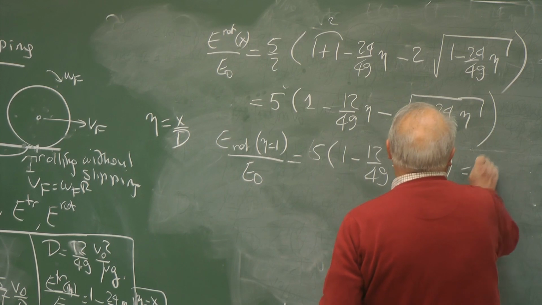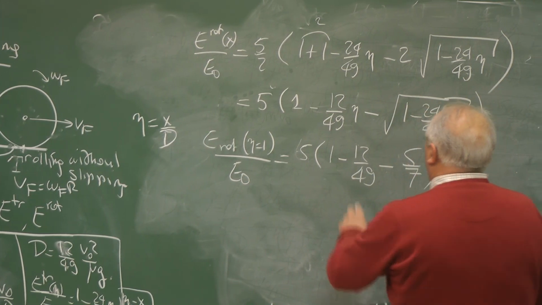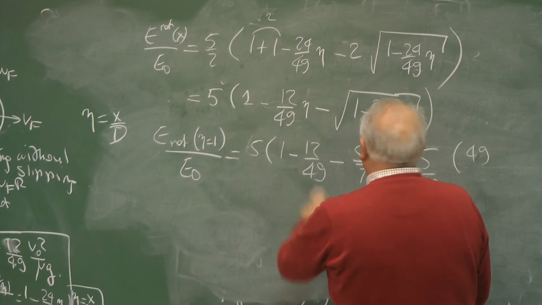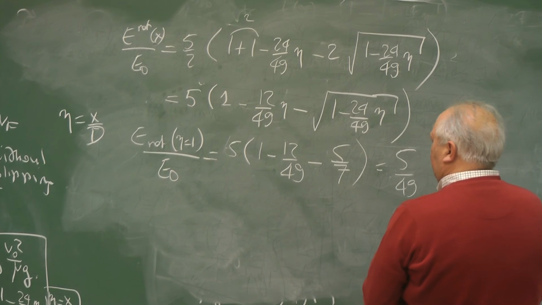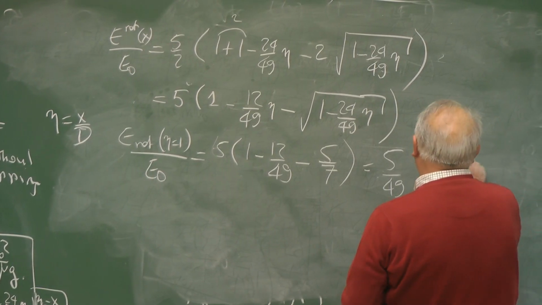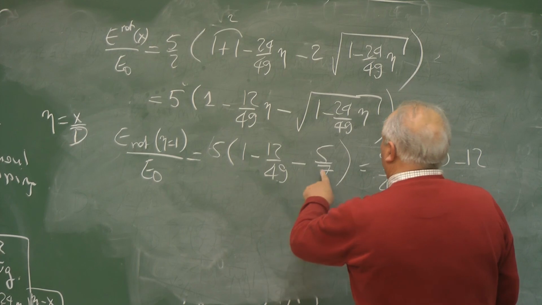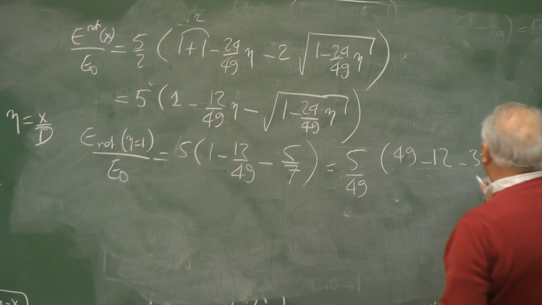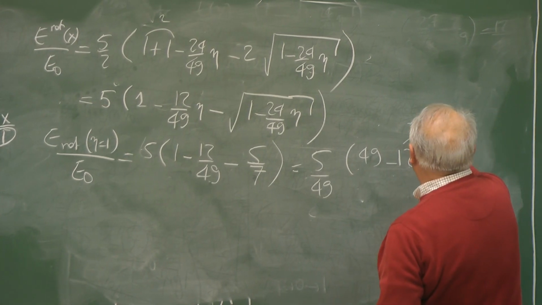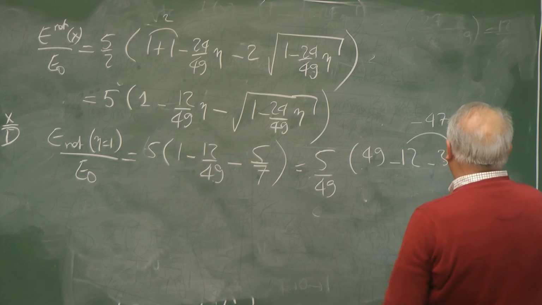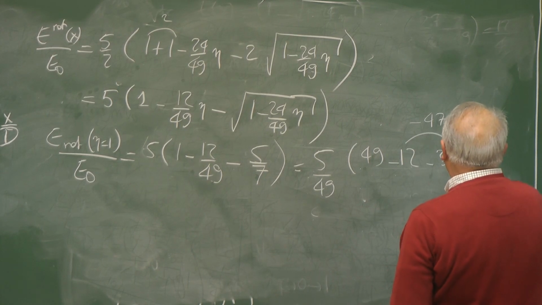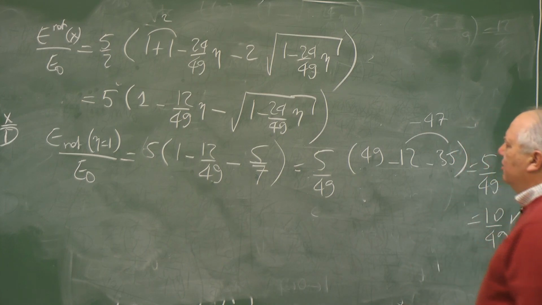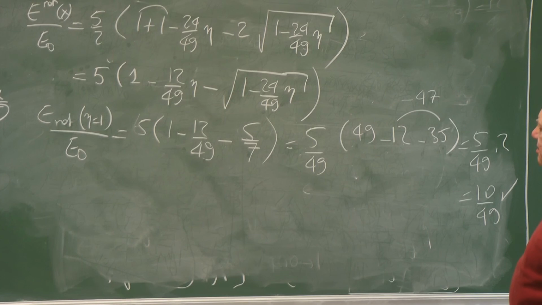Which is 5 over 49, 5 over 49. Minus 12 minus 35. So this is 47 minus 47. So this is 2 times 5 over 49, which is 10 over 49. That checks. So we got the result.